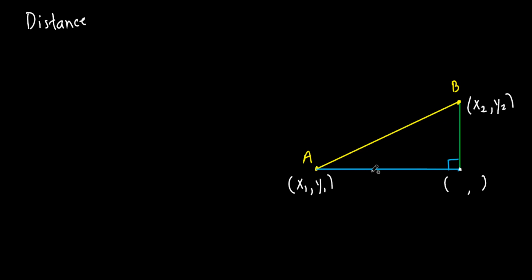Look, here's the x's right here. So what's the x part of this going to be? It's not going to be a 3. It's going to be x2. That's right. Because why? It's right underneath of this x2. Do you see that? So we went over the same amount to get to point B as we did to get to this point. What's the y part of this going to be?